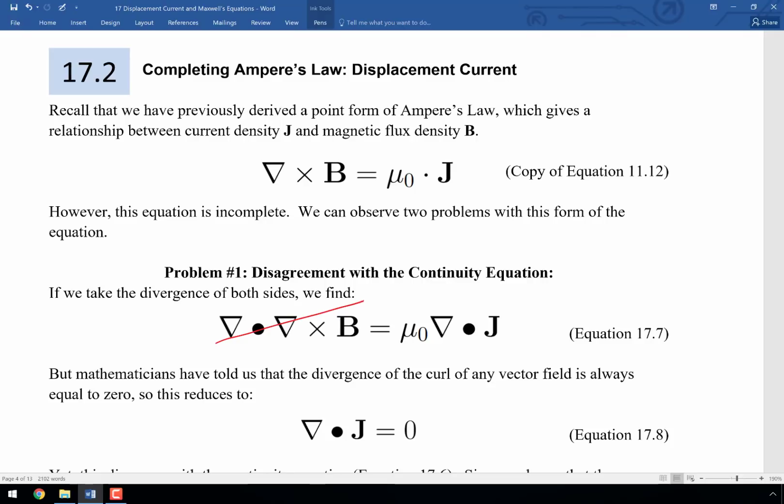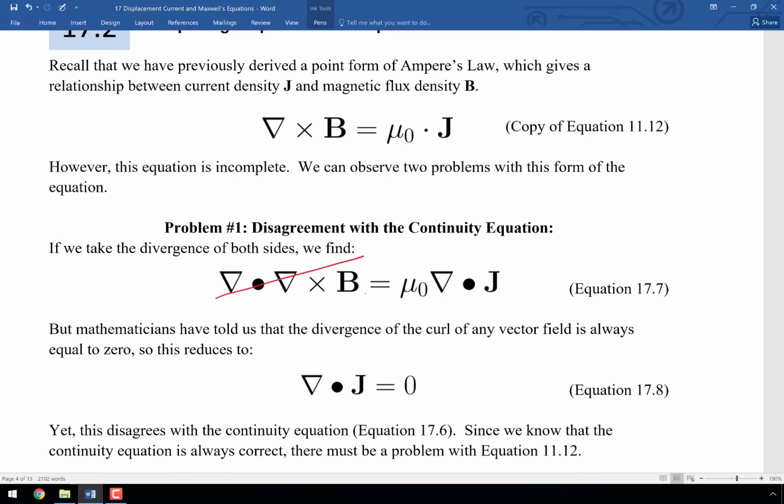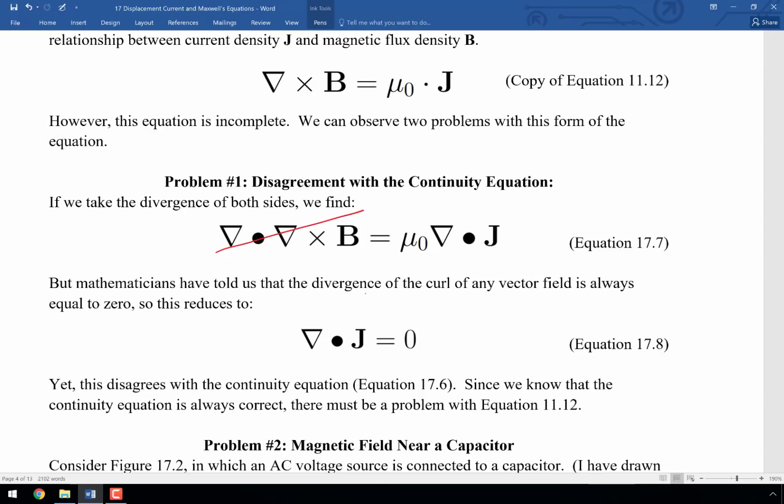So we can have faith that this is true. If we divide both sides of that equation then by mu sub 0, then we end up with the fact that the divergence of J is equal to 0. And that just comes directly from Ampere's law. The problem, though, is that that disagrees with the continuity equation.